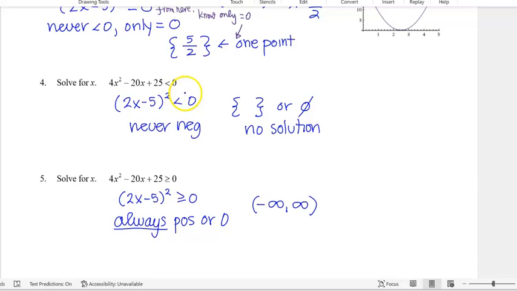Same thing, if we ask for greater than or equal to 0, then after you write it as this perfect square, you don't need to go through the testing procedures. Just by the concept of algebra, we know my answer already, because a square is always greater than or equal to 0 for the whole domain.